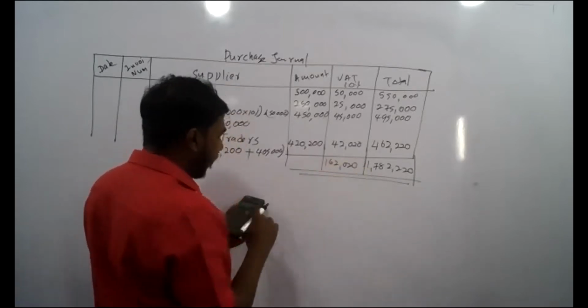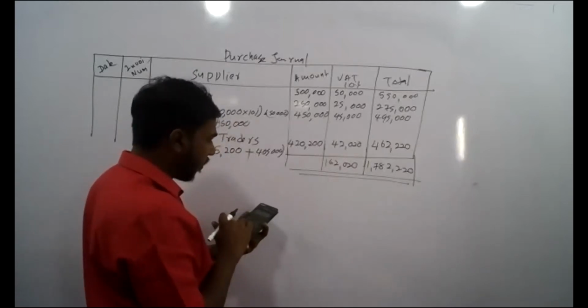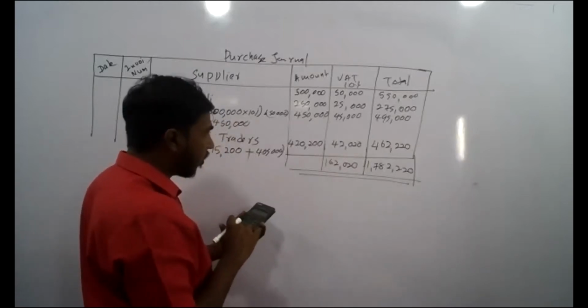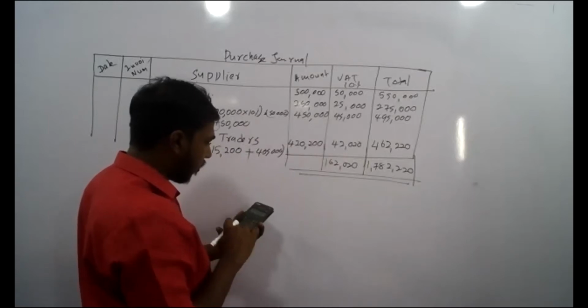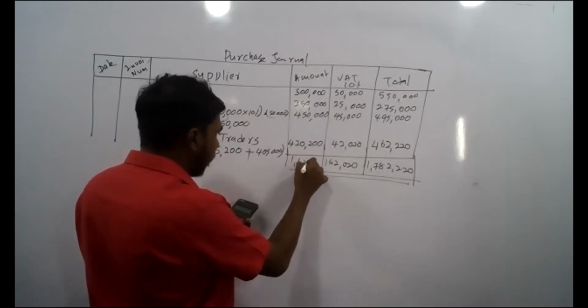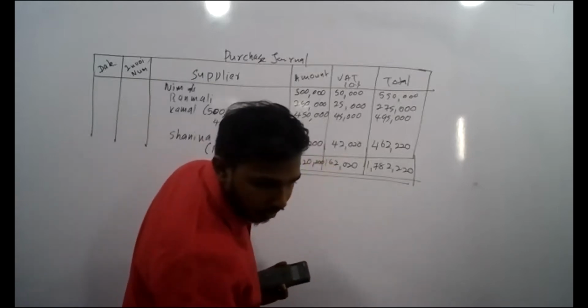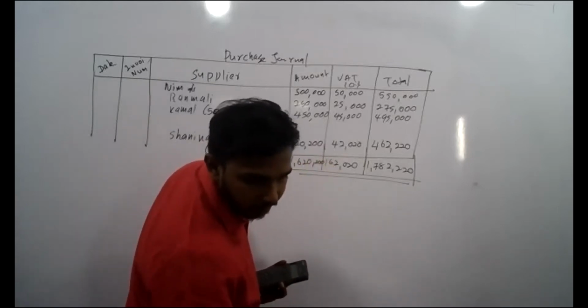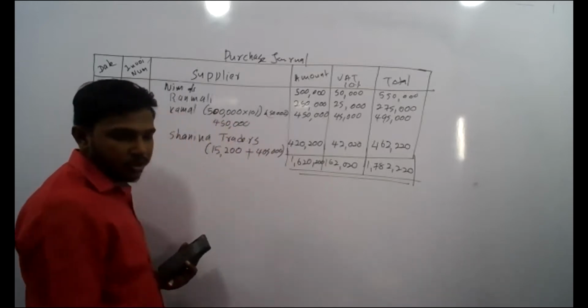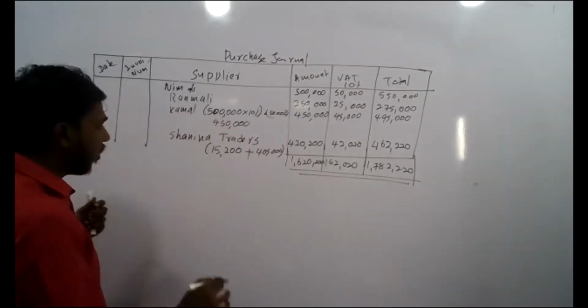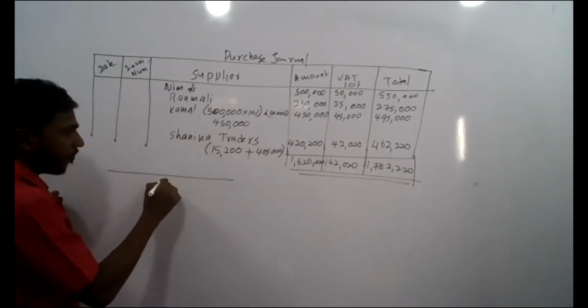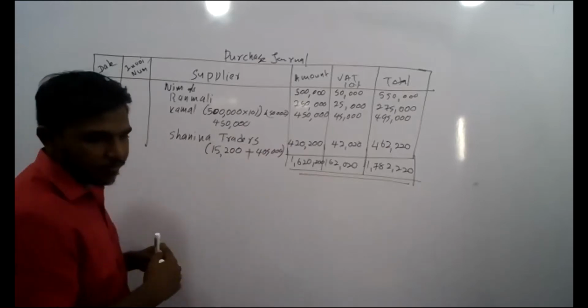So here the amount should be... done. Correct, right? Nothing to change, right? Then what should happen here? What's the double entry for this?